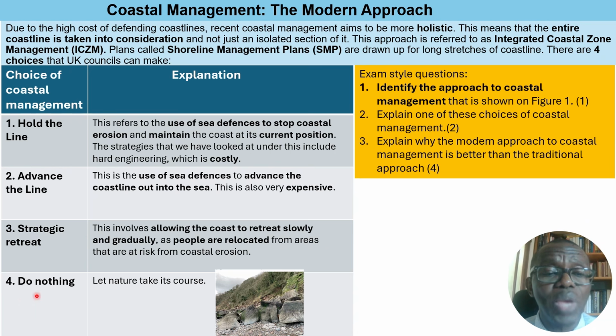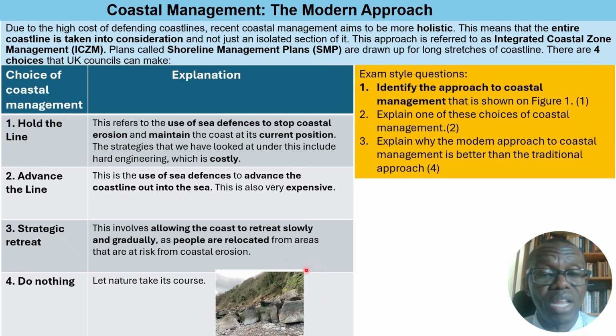Then lastly, we have the do nothing approach, and this of course is likely to be in areas that do not have that much of an economic value especially, and therefore can be allowed just to continue eroding. So that is basically letting nature take its course.